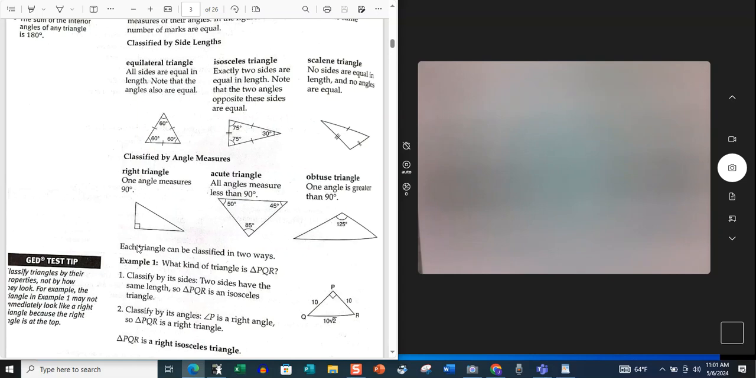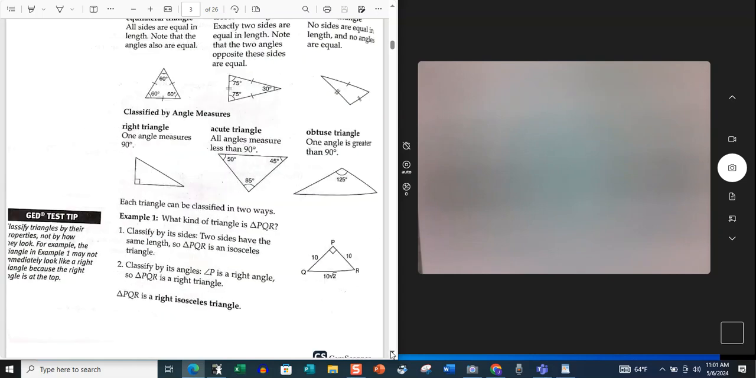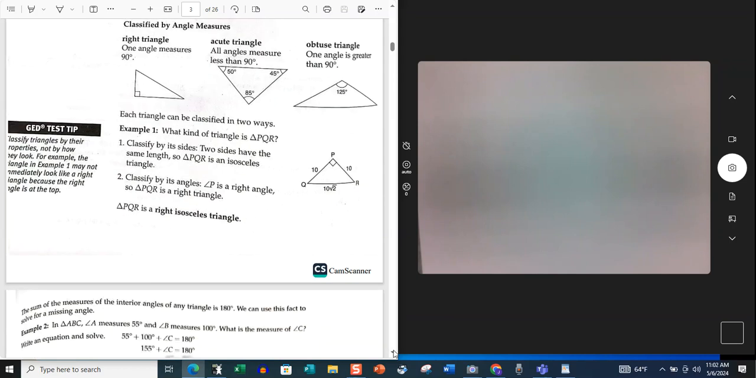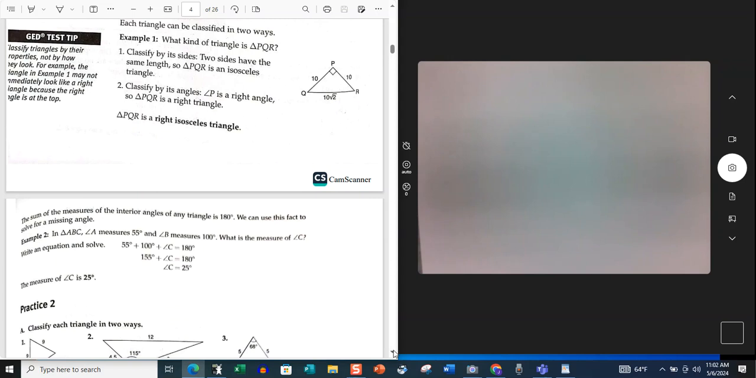Okay, now, each triangle can be classified in two ways. Now, it says you could classify by sides. Two sides have the same length, so triangle PQR is an isosceles triangle. And then you also notice it has a right angle here. So you could say it's a right isosceles triangle. So that's the two ways to classify them.